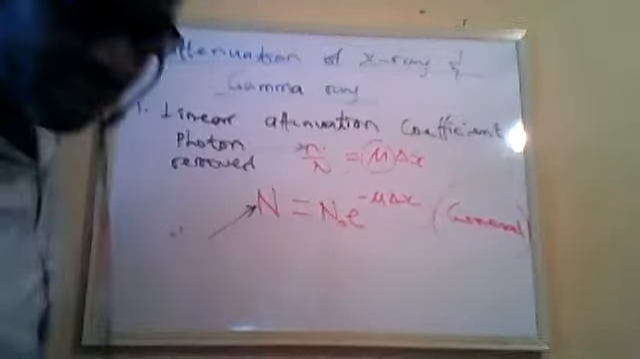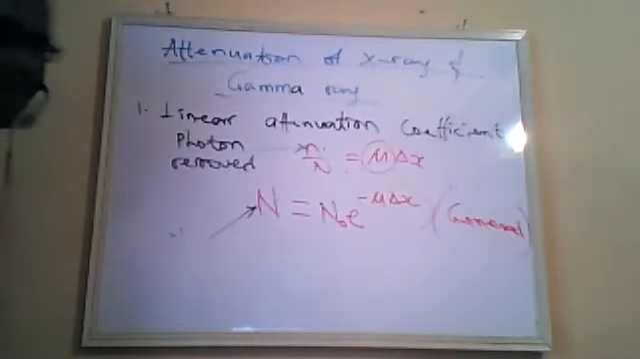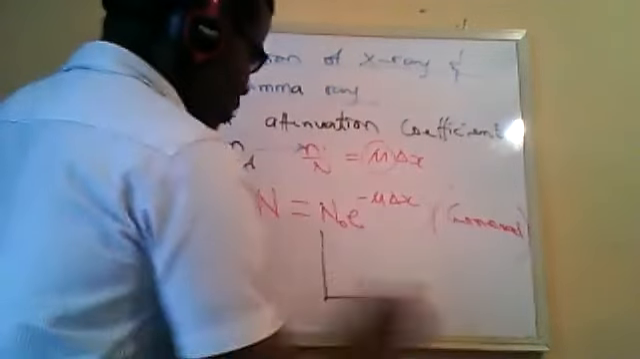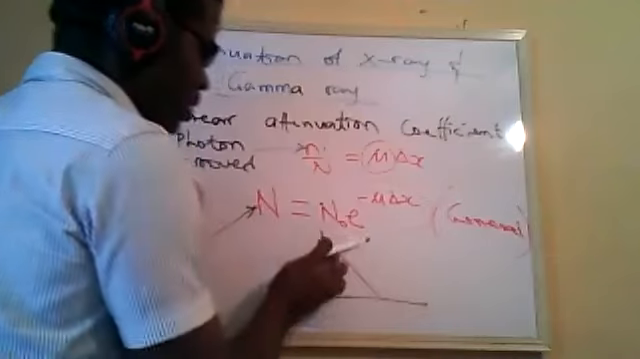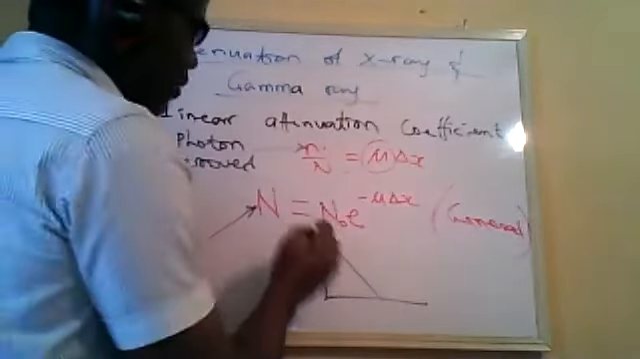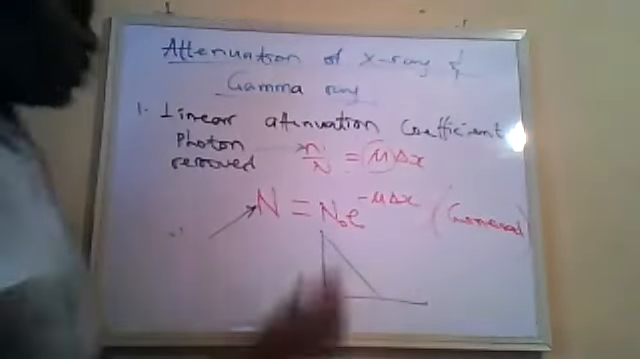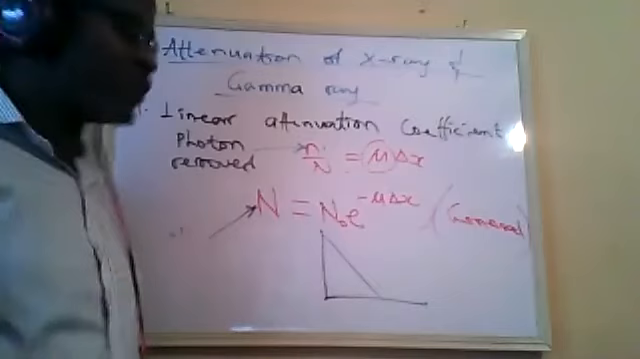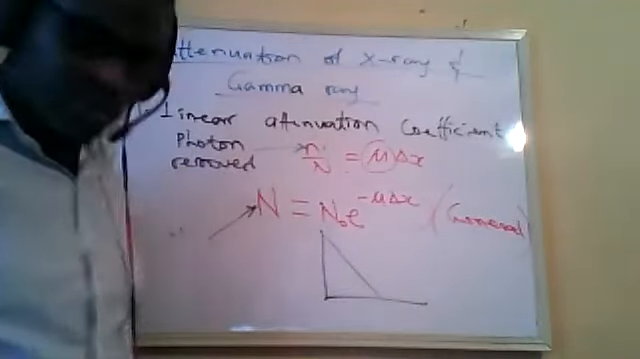Linear attenuation coefficient reduces with energy. Of course, we have different portions of linear attenuation, such as that due to Compton scattering. You can draw the different graphs for them, but this is just the general linear attenuation coefficient.